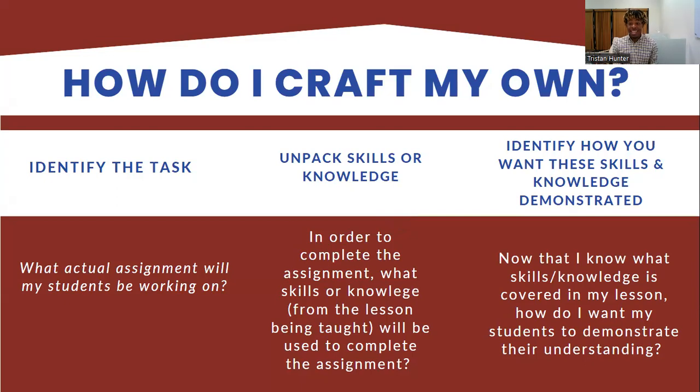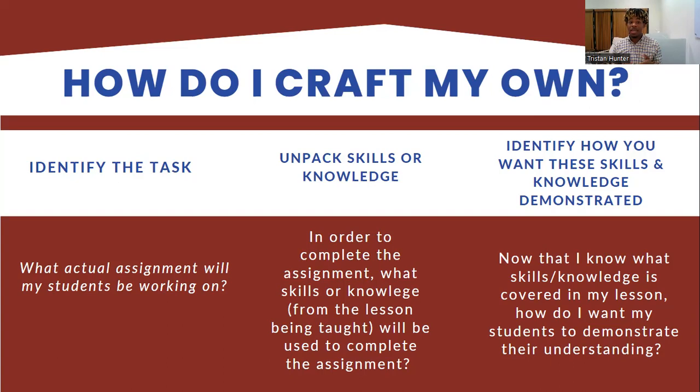So when we talk about crafting our own success criteria inside our classrooms, there are 3 specific steps that I want you all to start thinking about. The first one is identifying the task, right? Again, we see this explicitly played out in that video I just showed you. In the first step, you're identifying the task and you're asking yourself, what actual assignment will my students be working on? What do I want my students doing for this exit ticket? What do I want my students to be doing for this assignment throughout the class? What is it that my students are working on?